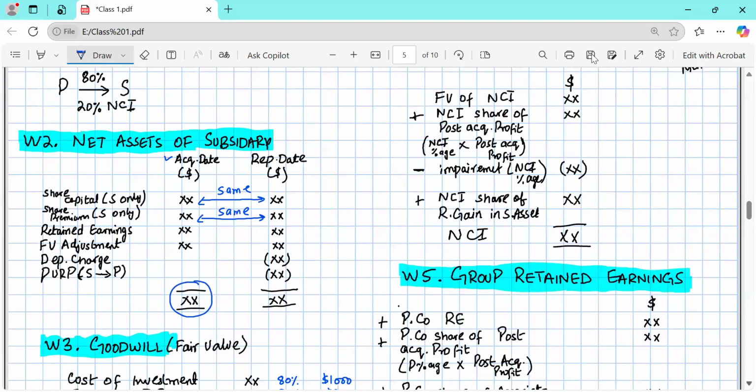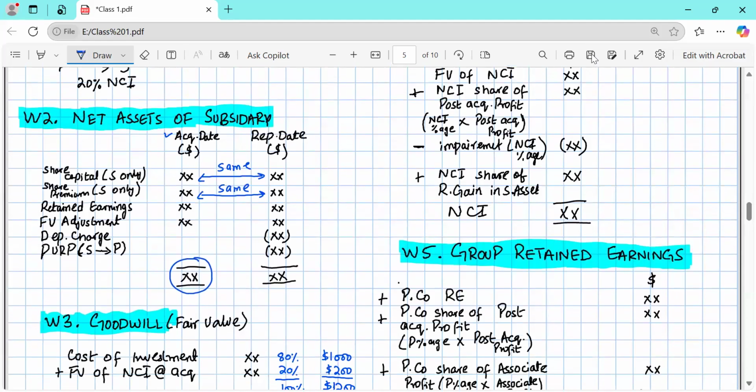Now, this is the point that you need to understand. The difference between the reporting date net assets of the subsidiary and acquisition date net assets of the subsidiary is known as post acquisition reserves, or post acquisition profit. Let's say the value of the net assets of the subsidiary at acquisition was 1000, and at reporting it was 1500. So the increase in the reserves will be your post acquisition profit, that is 500.